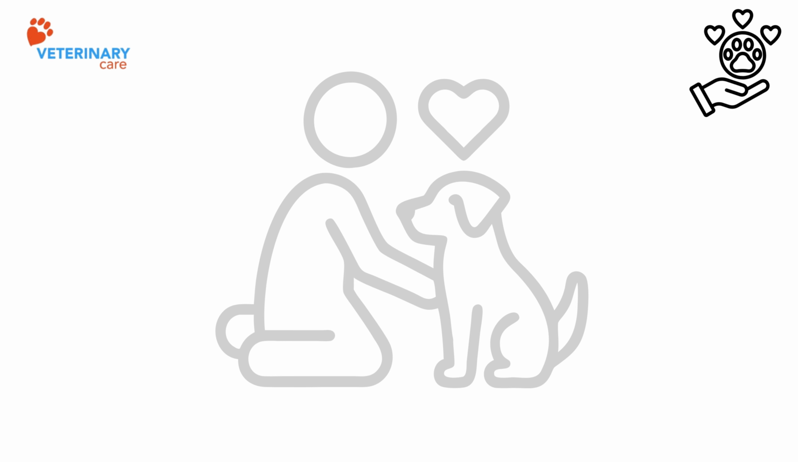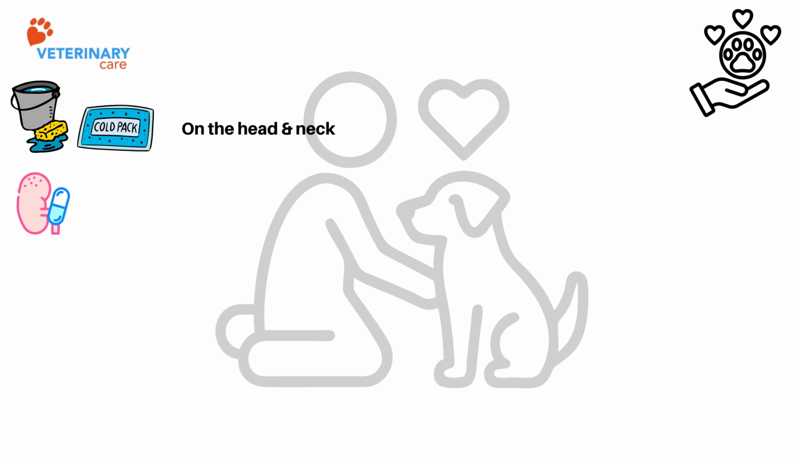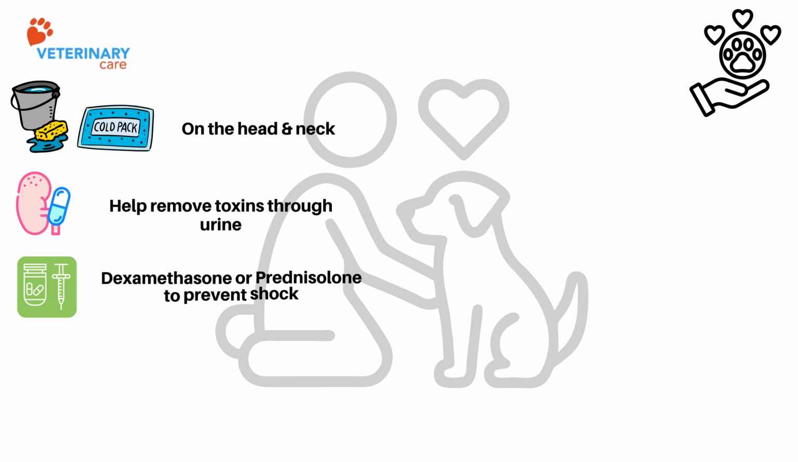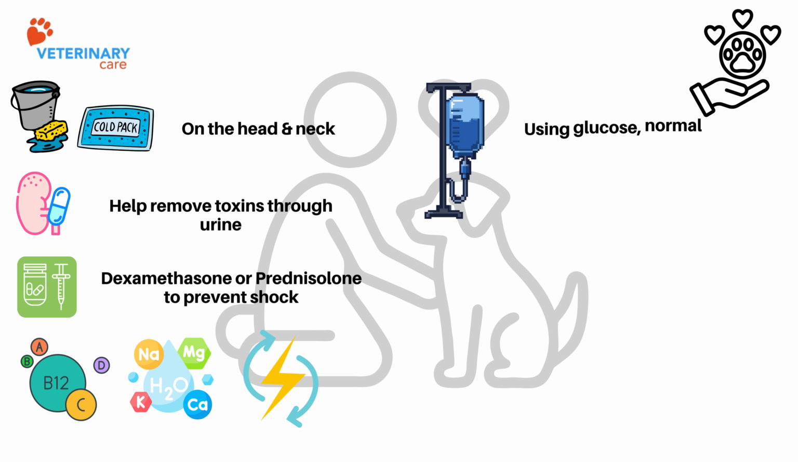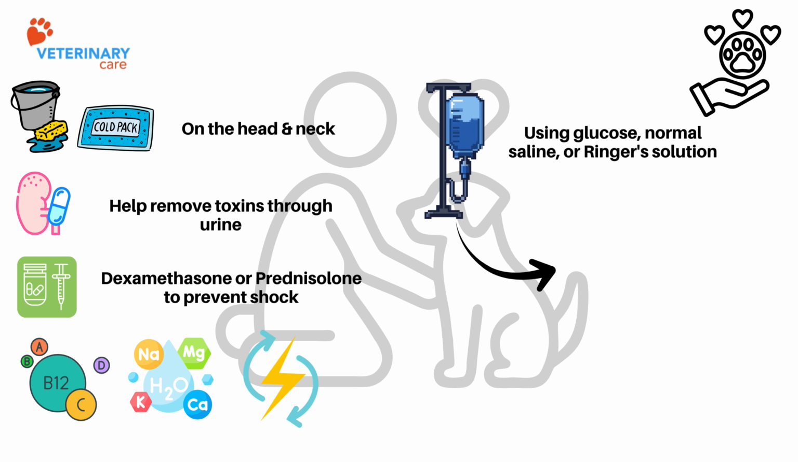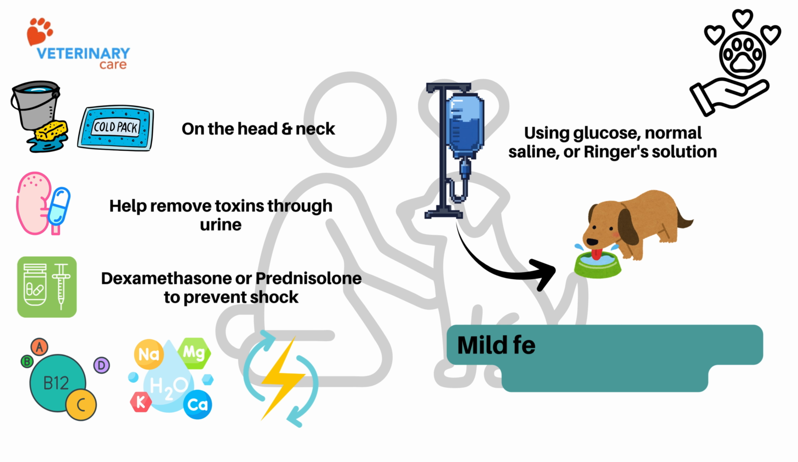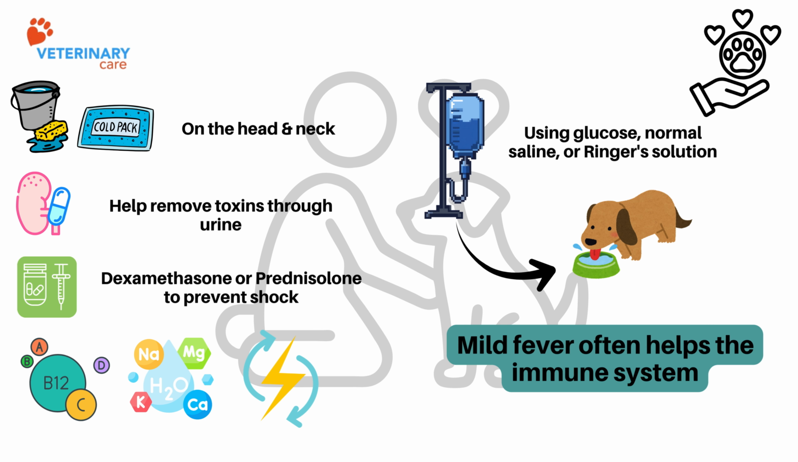This includes cold water sponging or using ice packs on the head and neck, diuretics, to help remove toxins through urine, steroids like dexamethasone or prednisolone to prevent shock, multivitamins, minerals, energy-rich diets, and fluid replacement using glucose, normal saline, or Ringer's solution, especially if the animal is dehydrated. It's important to remember that mild fever often helps the immune system.